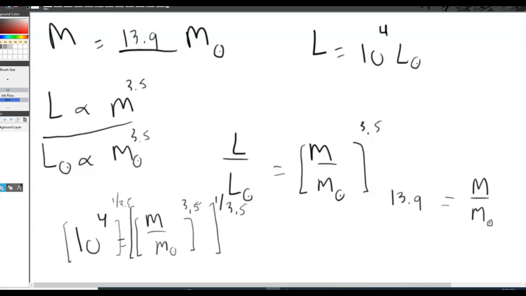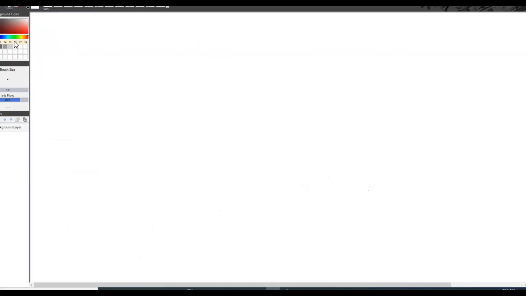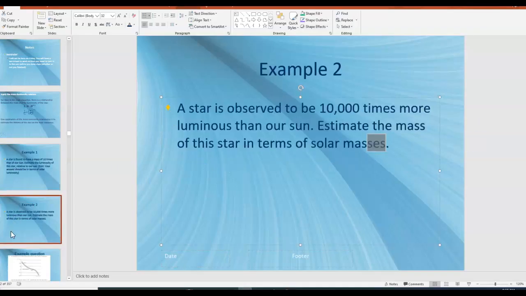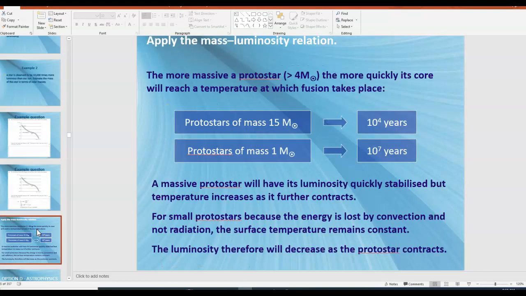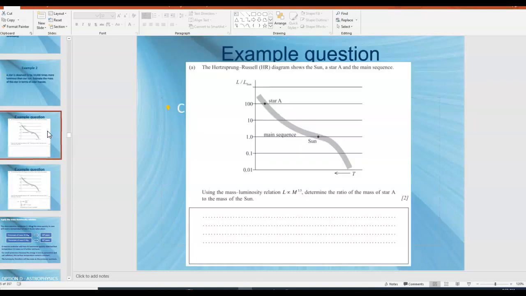So again, pause it here if you need to. I'm just going to clear this. And that's how problems work with the mass-luminosity relationship. I would do one more problem, but I might save that for another video. Actually, just for fun, I'll put this question up just so you can look at it and see if you can answer it on your own.